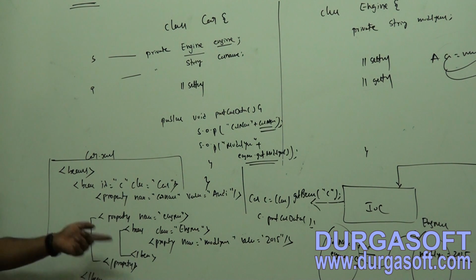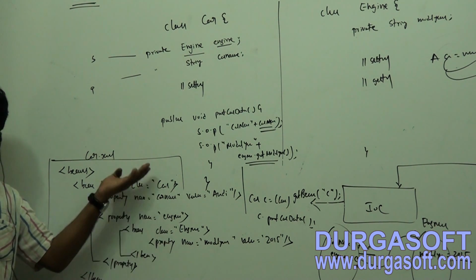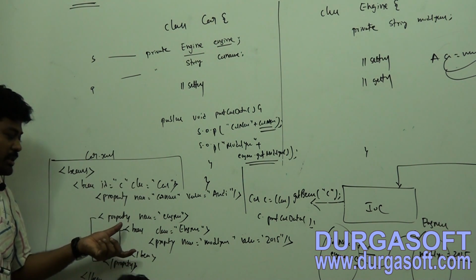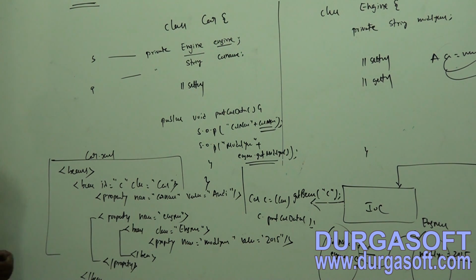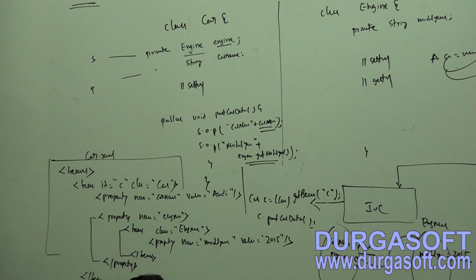So this concept is similar to the pass by object or pass by instance concept. Instead of passing through references, if you want to pass the instance itself directly into the car class, by using this inner bean approach you can pass inner beans. You can call it the inner bean approach.